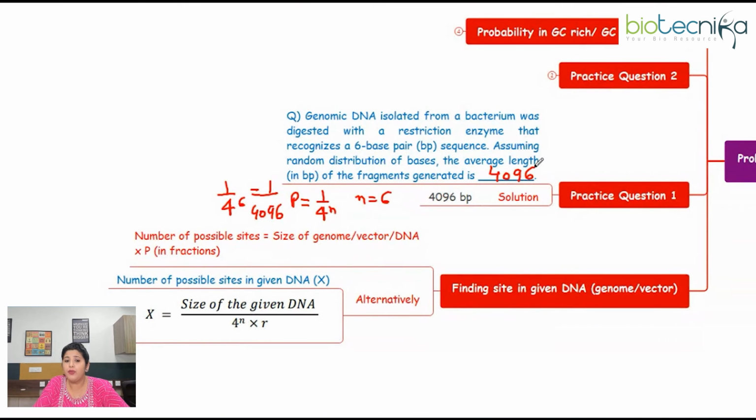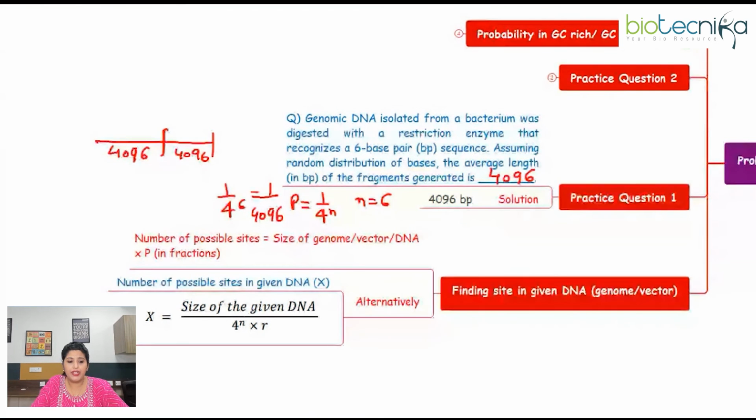Because here we have to determine the average length of the fragment that will be generated. The point is that the enzyme will cut once after every 4096 base pair. So if this is 4096 base pair, the enzyme will cut here. Then again, after 4096 base pair, it will cut. This is the reason the answer you will be writing is 4096.